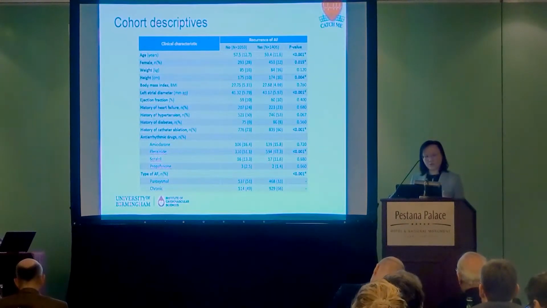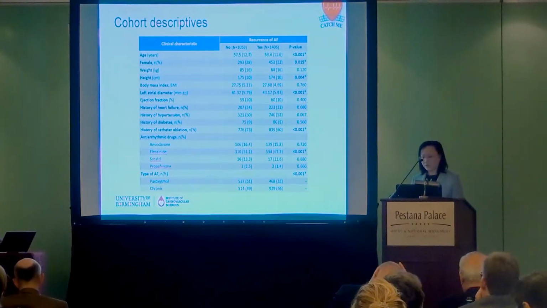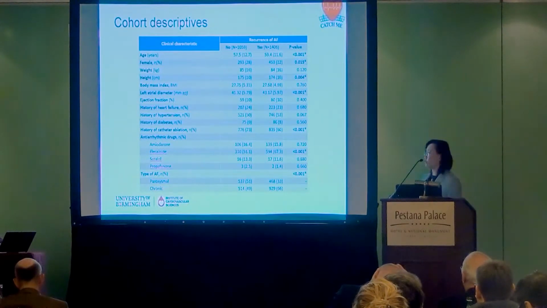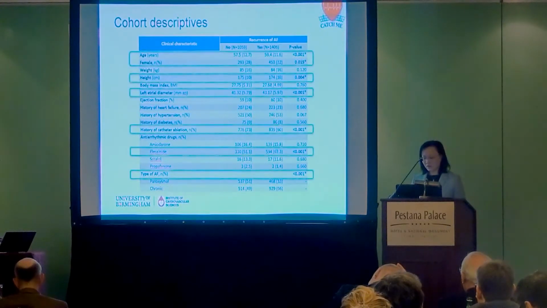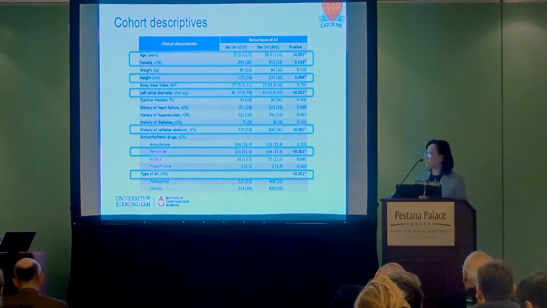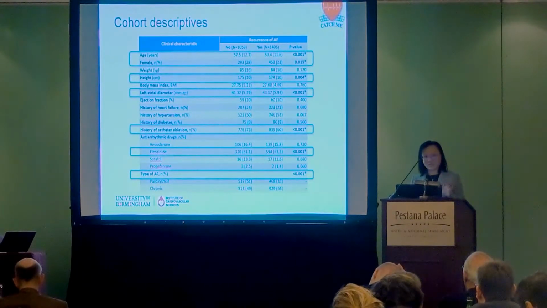Now, I show you here the cohort that we were working with. We had 1,059 patients without and 1,406 patients with recurrence of atrial fibrillation with a median follow-up time of 233 days. Here, we note that there are some differences between these two groups in age, sex, height, left atrial diameter, history of catheter ablation, use of flecainide, as well as type of AF. Now, the take-home message here really is that this combined cohort is a good representation of patients who have had catheter ablation and also antiarrhythmic drug therapy. And again, this is reflective of what is encountered in clinical practice.